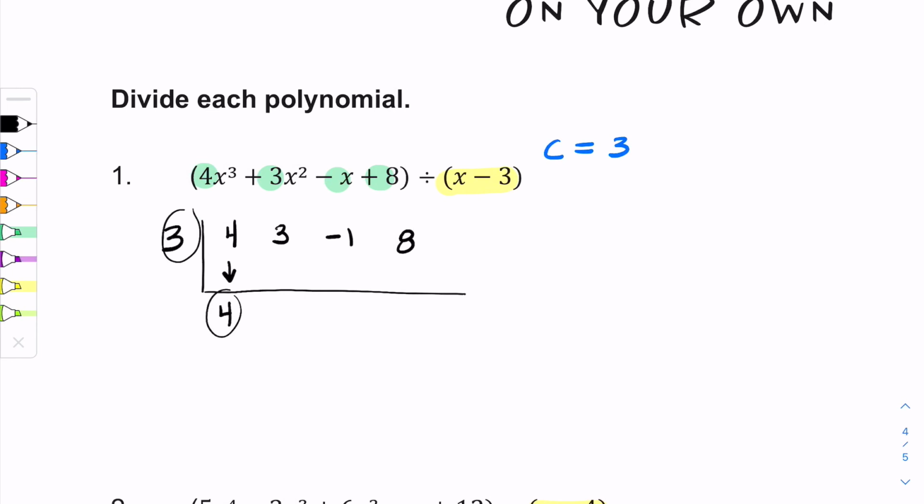4 times 3 is 12. 3 plus 12 is 15. 15 times 3, 45. 45 minus 1, 44. 44 times 3 is 132. 8 plus 132 is 140.